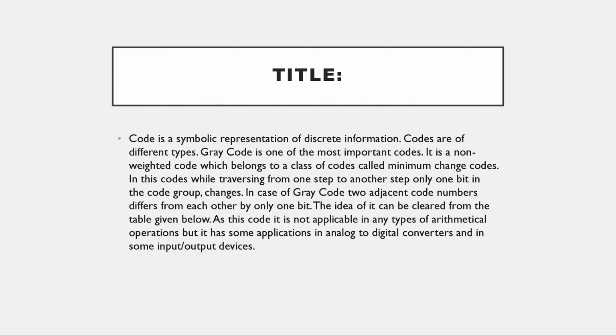It is a non-weighted code which belongs to a class of codes called minimum change codes. In this code, while traversing from one step to another step, only one bit in the code group changes. In case of gray code, two adjacent code numbers differ from each other by only one bit. The idea of it can be cleared from the table given below.